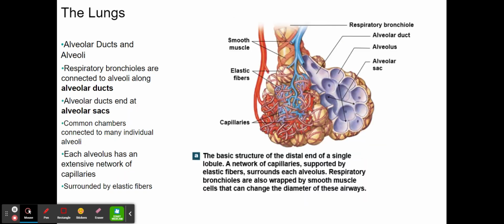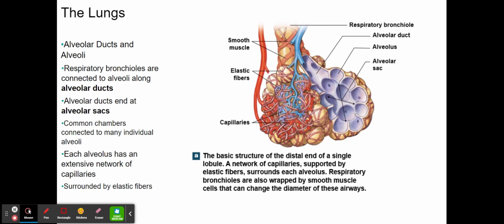Respiratory bronchioles are connected to individual alveoli and to multiple alveoli along regions called alveolar ducts. Alveolar ducts end at alveolar sacs, common chambers connected to multiple individual alveoli. Each lung contains about 150 million alveoli. They give the lungs an open, spongy appearance. Each alveolus is associated with an extensive network of capillaries. A network of elastic fibers surrounds the capillaries. These fibers help maintain the relative positions of the alveoli and the respiratory bronchioles.